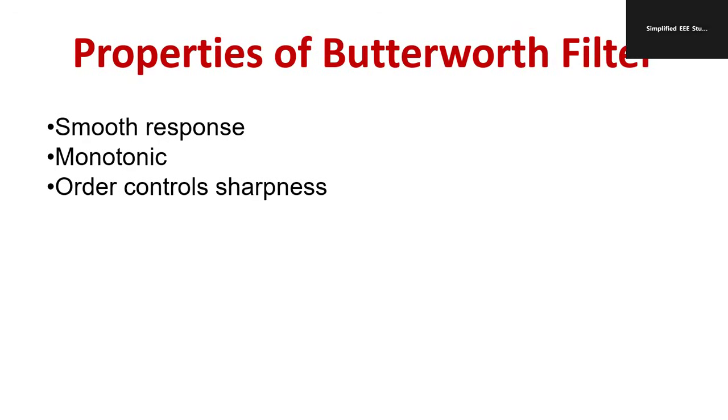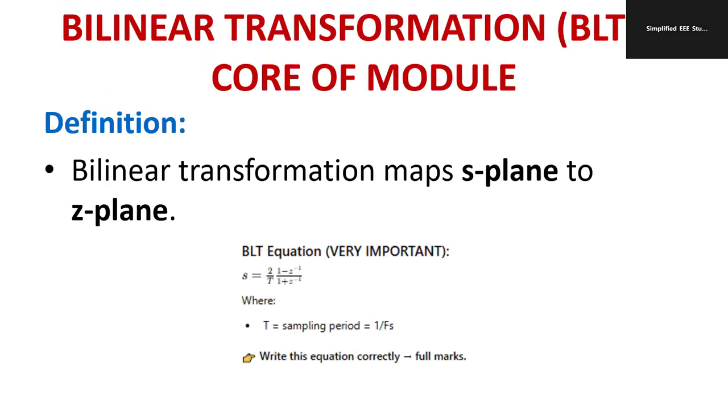These are the peculiarities of the Butterworth filter. The question is, what are the properties of the Butterworth filter that you can represent in this checklist by BLT? What is BLT? That is the most important thing. BLT is nothing but converting the S plane into the Z plane. So underline S plane and Z plane. That is very important. That is the transformation.